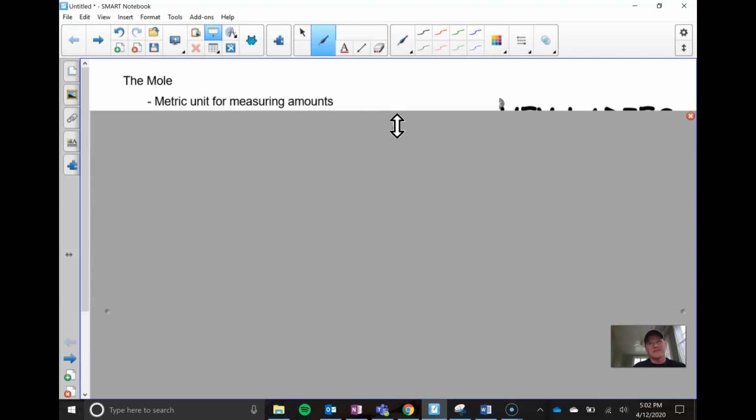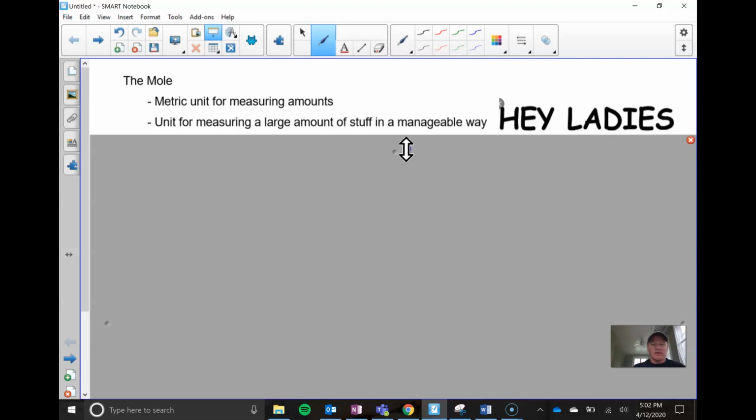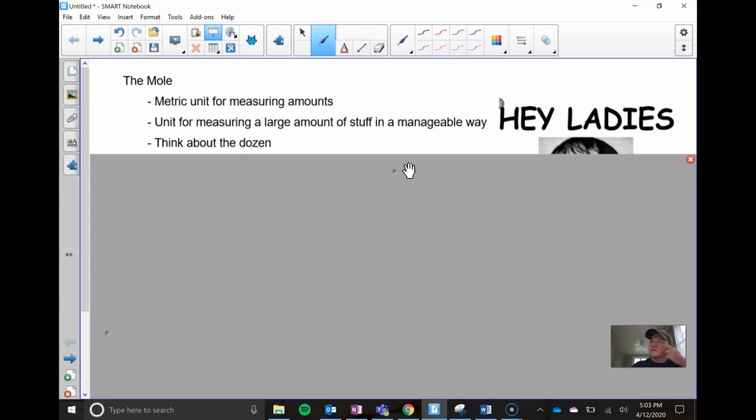In chemistry, when you think about the things that we deal with, we're dealing with atoms and molecules, and those things are really, really tiny. So when we are talking about those on a larger scale, we need a unit that allows us to talk about a lot of things in a very manageable way. And this "Hey Ladies" is coming in on a picture. Don't think I'm getting fresh there. So the mole is the unit for measuring a large amount of stuff in a very manageable way, as I already said.